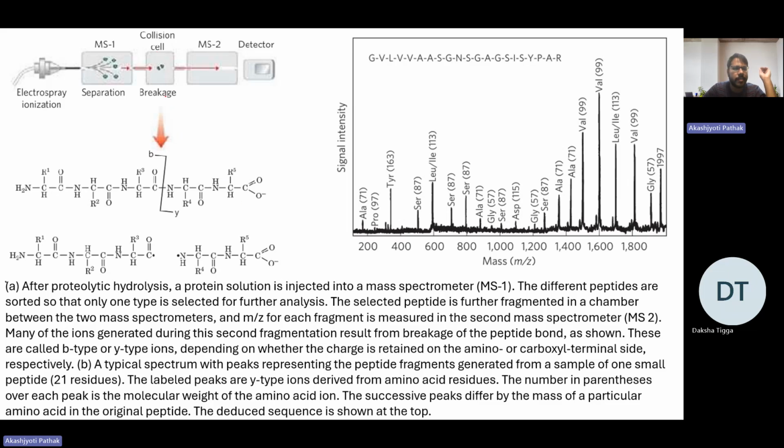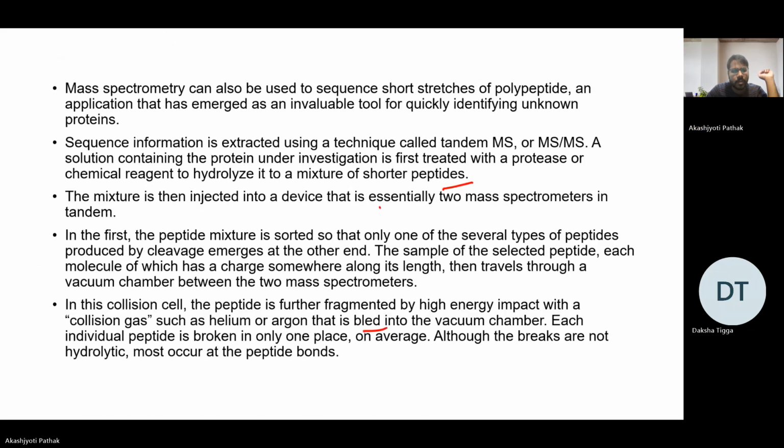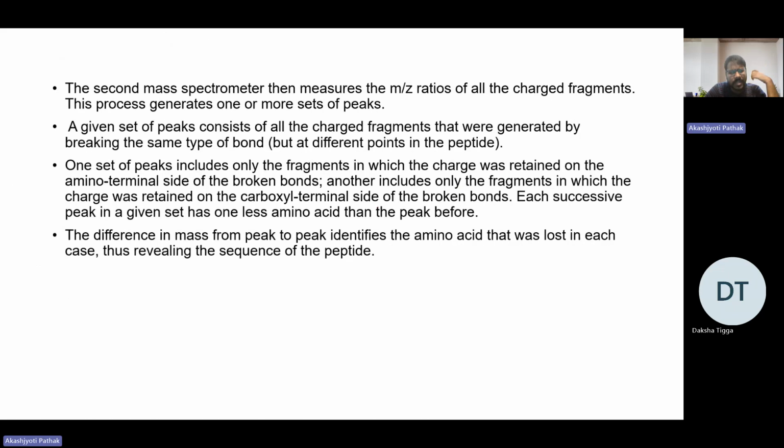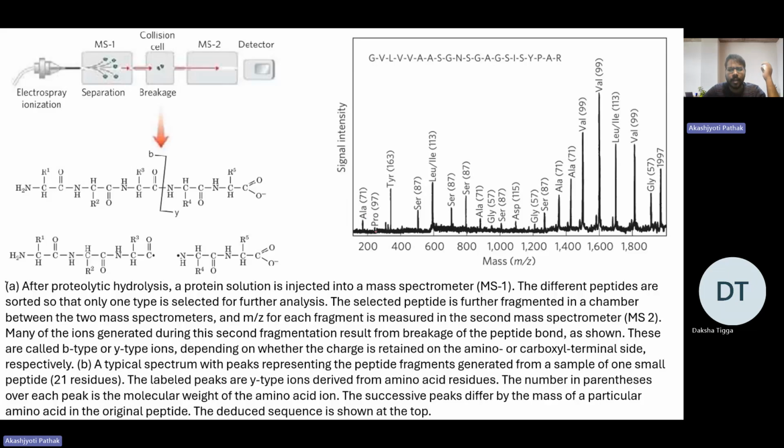So in the collision cell, what is happening? The peptide fragment that you selected will be broken further by this method. This collision cell, with argon and helium gas, will result in fragmentation of that peptide again. Now, the selected peptide is further fragmented in a chamber between the two mass spectrometers. There is again another chamber, which is called the MS2 basically. Many of the ions generated during the second fragmentation result from the breakage of the peptide bond.